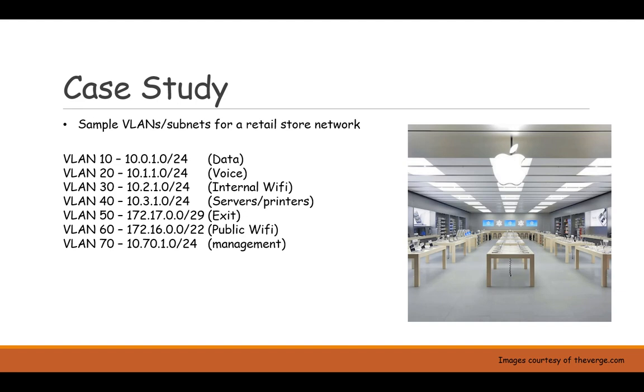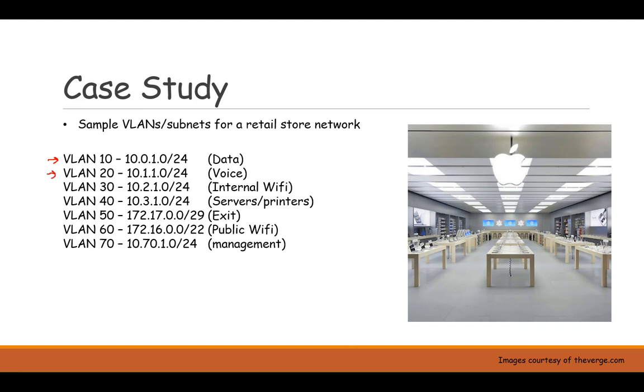First, the data VLAN is for their internal devices, like the Genius Bar computers, the point-of-sale systems, the automatic screen repair machines, and perhaps the security devices and cameras as well. And that's our VLAN 10 here. Of course, they use voice over IP, and we'll need a separate VLAN for that. So we have that here as VLAN 20.